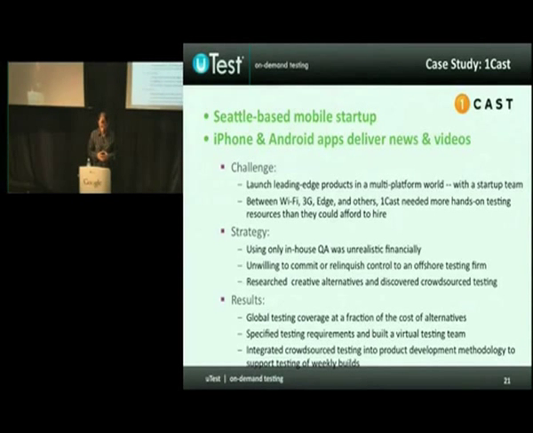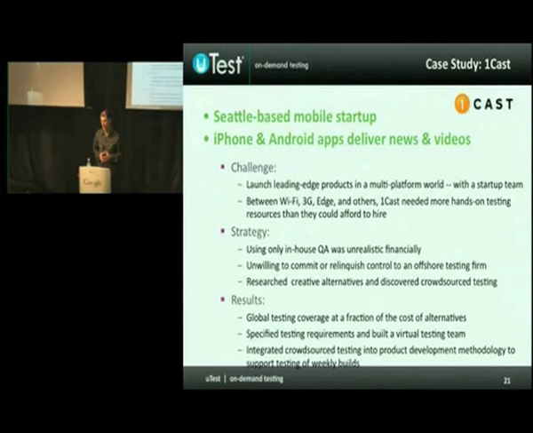Their challenge was really, we need to launch a leading-edge product in a multi-platform world. We are a startup. We have a team of 7 developers. We have 1 person in QA. We want to launch. We want to be the leaders in the market. We need to cover Wi-Fi, and we need to worry about 3G and the AT&T Edge network. And we really need testing that we can afford. We've evaluated everything. We looked at increasing our in-house team, really not so effective for a startup our size. We're not willing to give control to a real offshore. And really they searched alternatives, and they came to crowdsourcing. Crowdsourcing actually gave them the global coverage they needed across iPhone and Android with a significant cost saving. They could specify their requirements, their testing needs, and create a virtual testing team.